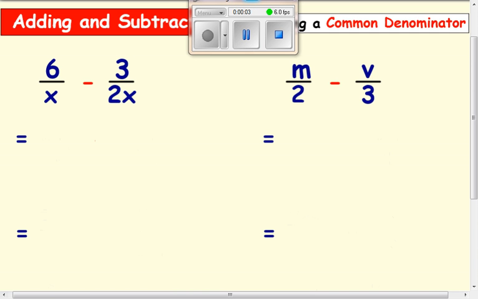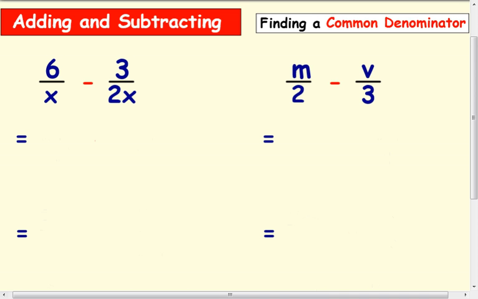In this lesson, we're going to look again at adding and subtracting algebraic fractions. So let's look at this first example. We've got 6 over x take away 3 over 2x. Now, there's actually two ways of doing this. I'm going to show you the way we've been doing before first. So you can get a common denominator of x times 2x, which gives you 2x squared.